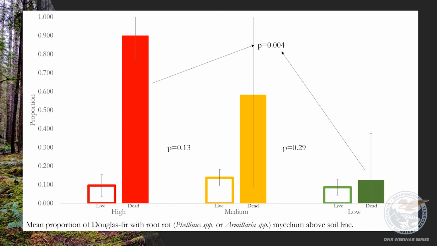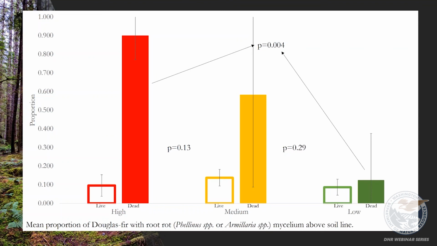With dead trees, of course, this was much more significant, especially between high and low mortality. That was very significant at the 0.004 level. Of course, in high mortality sites, almost all of the dead trees always had root rot mycelium. In the low mortality sites, it varied, but in general, there was not very much root rot among dead trees.